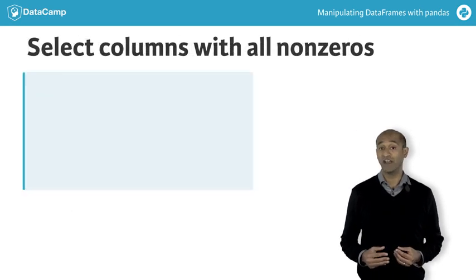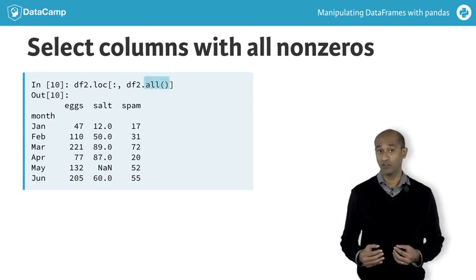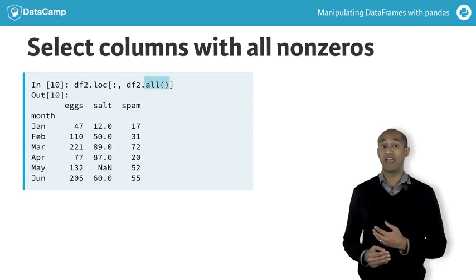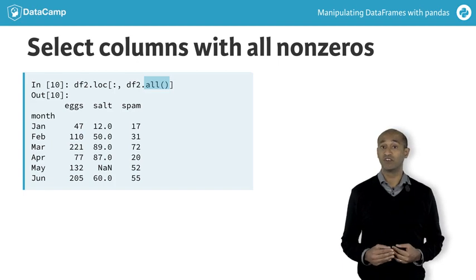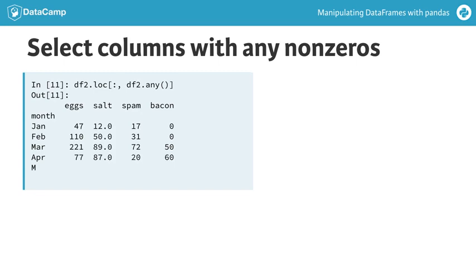For instance, we might ask which columns have all non-zero values with the method all. This selection excludes the bacon column because it has 0 entries. We might also ask which columns have any non-zero entries. In this case, there are no columns of all zeros, so all of df2 is returned.